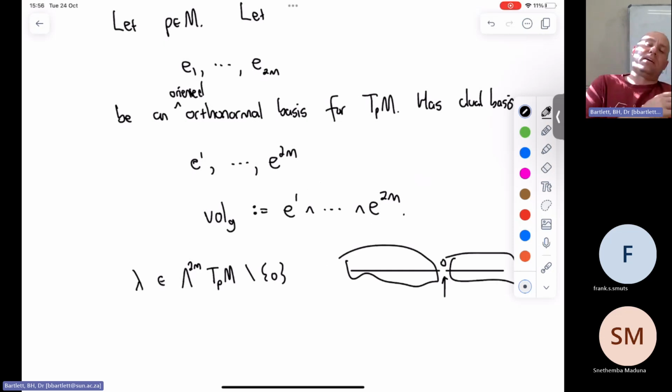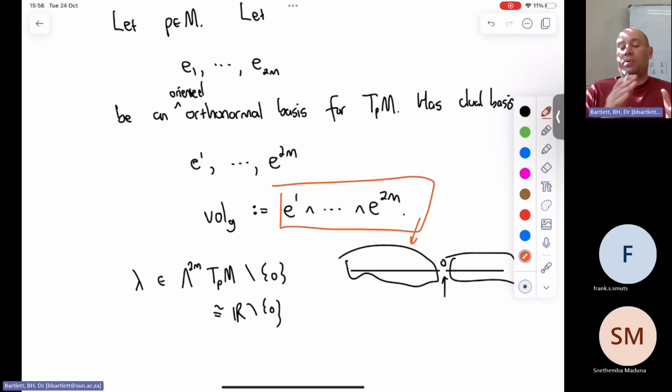I can't label it the negative component or the positive component because I don't have a canonical isomorphism between this and R minus 0. Because to have such an isomorphism, you'd have to have chosen a basis. But an orientation is exactly a choice of one of those components, a continuous choice of one of those components. Anyhow, that just means that when I'm writing down a wedge product of vectors, I've got to write them down in the right order to make sure that I'm landing in the right component.